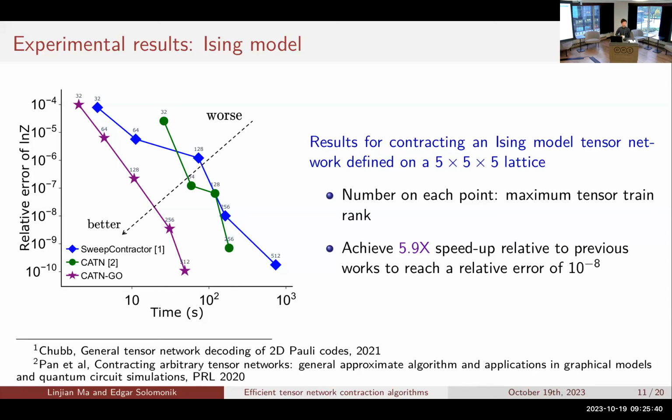So in the figure, the x-axis is the experiment time, and the y-axis is the relative error. So we really want the point to be at the bottom left corner. As we can see, our algorithm is much better than the previous works. To reach a relative error of 10 to the -8, we have a speed up of around 6 times.